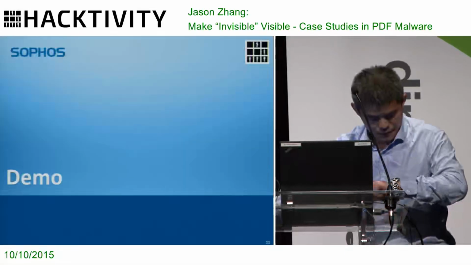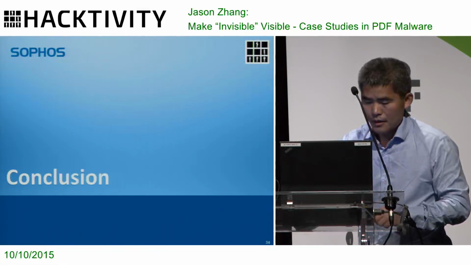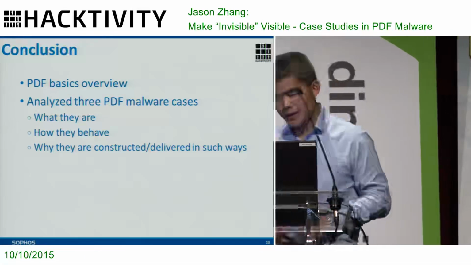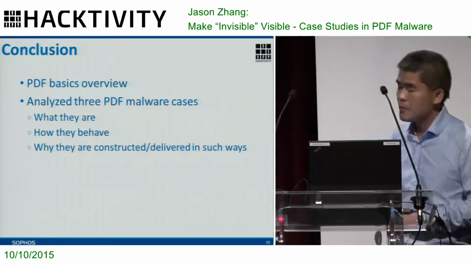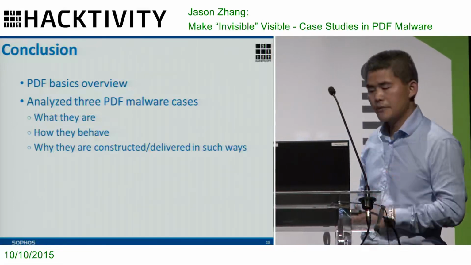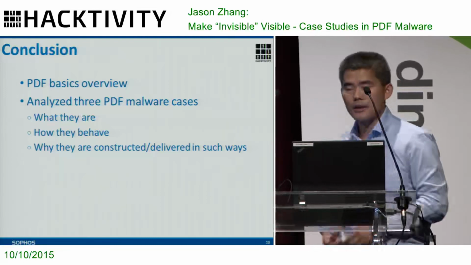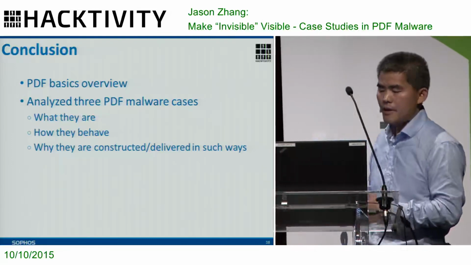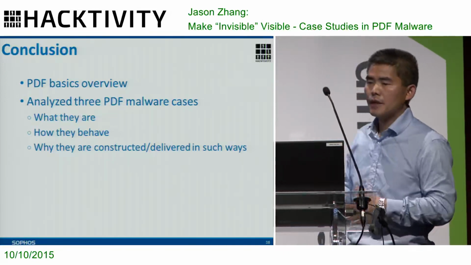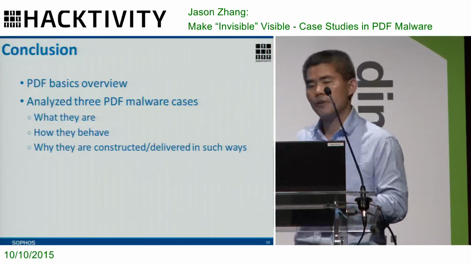I think I'm just about to run out of my time. Okay, so the conclusion is simple. We gave a basic overview of the PDF file format, and then we discussed three PDF malware cases, what they are, from the simple to the complicated one, and how they behave. And why they are constructed or delivered in such ways, like PDF phishing, because it's harder for the AV vendors to balance the false positive and the false negative.